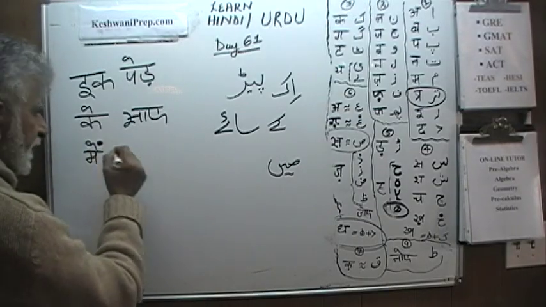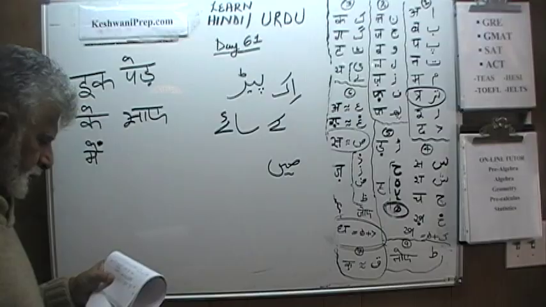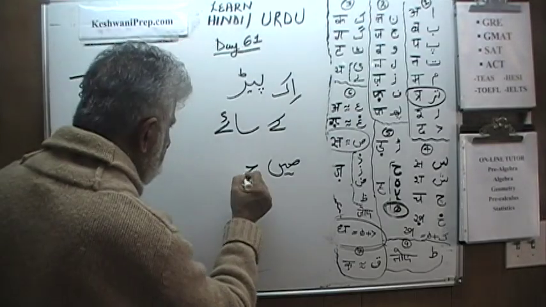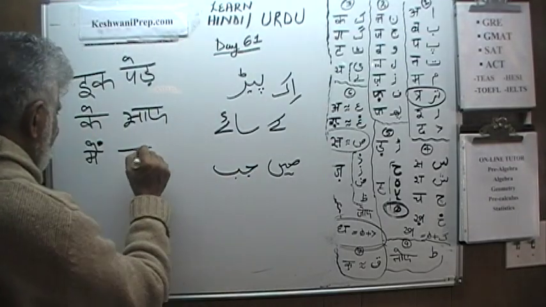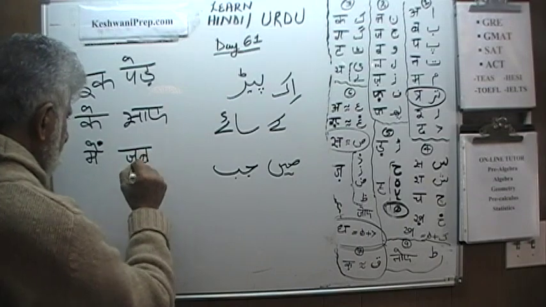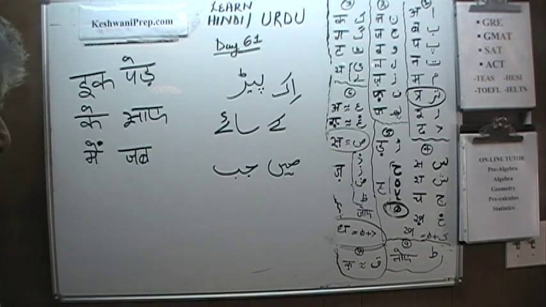Here we do need the dot because we have nun gunna. Jab. Very simple word, jab. But the next word is not simple. We have to slow down.